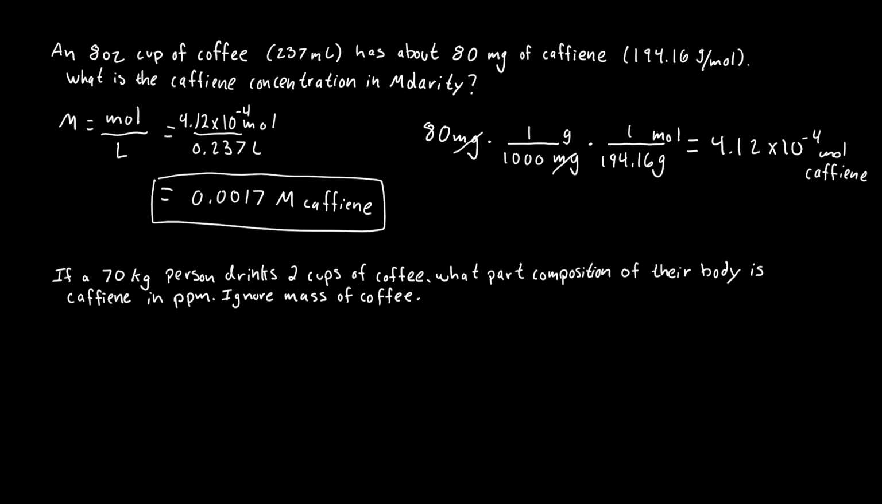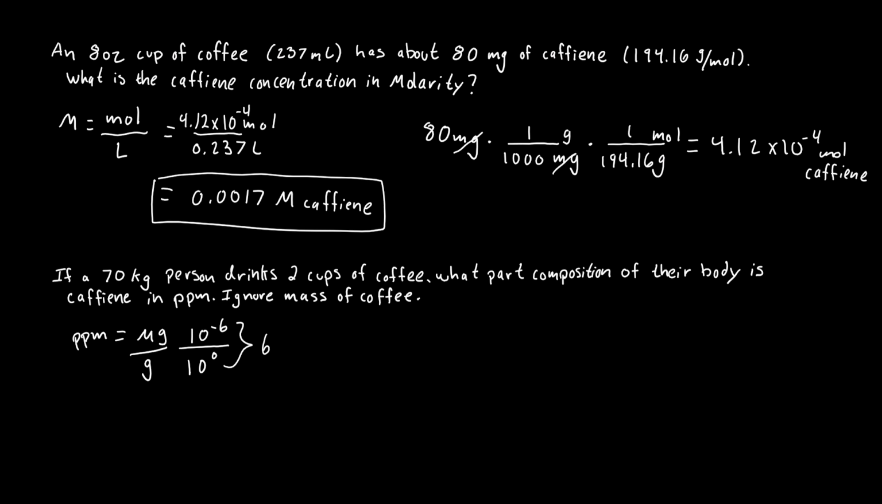For the second part of the problem, we're given a 70 kilogram person drinking 2 cups of coffee. What part composition of their body is caffeine in parts per million? So at the beginning, we said that parts per million is often written as micrograms per gram. And so the key when looking at these units is we know micrograms is 10 to the negative 6th, and grams is 1, so that's just 10 to the 0. And so here the top and bottom are 6 orders of magnitude apart.